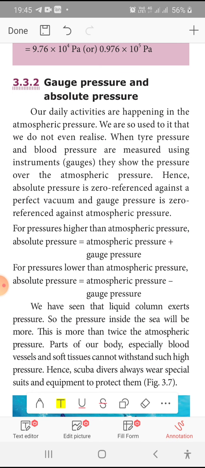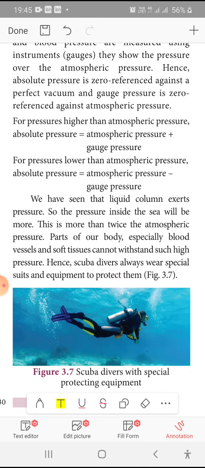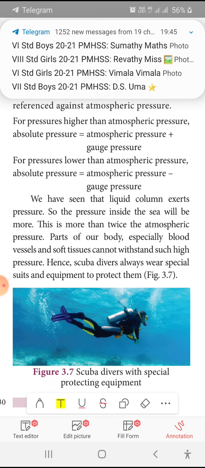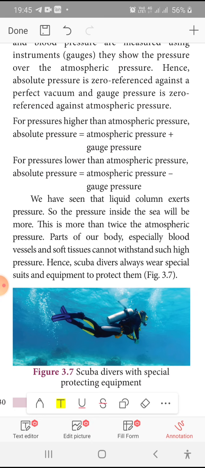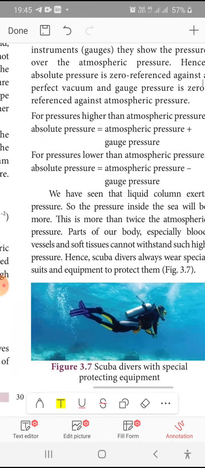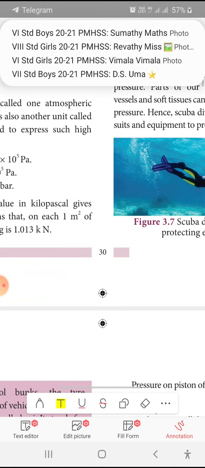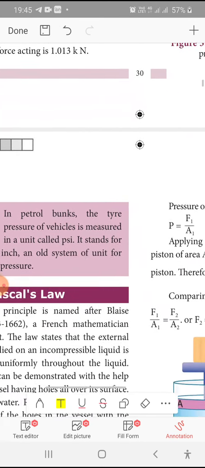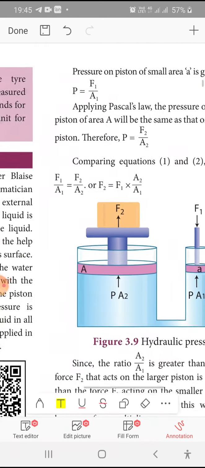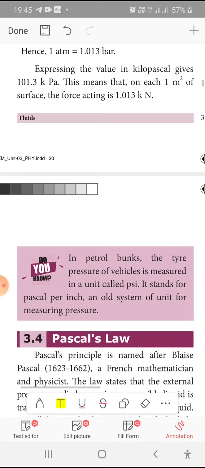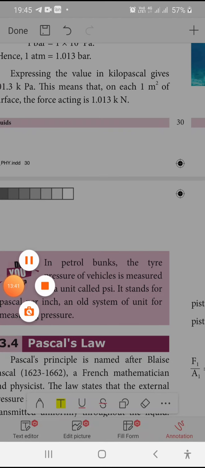We have seen that a liquid column exerts pressure, so the pressure inside the sea will be more. This is more than twice the atmospheric pressure. Parts of our body, especially blood vessels and soft tissues, cannot withstand such a high pressure. Hence, scuba divers always wear special suits and equipment to protect themselves. Our blood pressure level will vary when the atmospheric pressure presses on us. We will see Pascal's law in the next video.